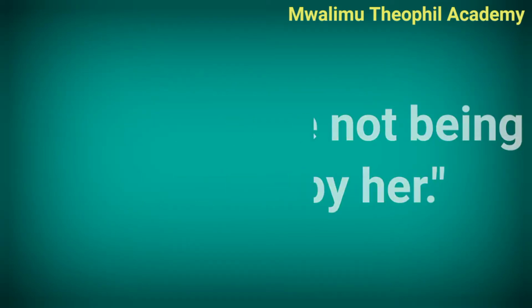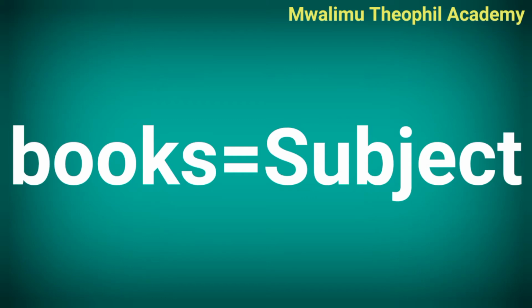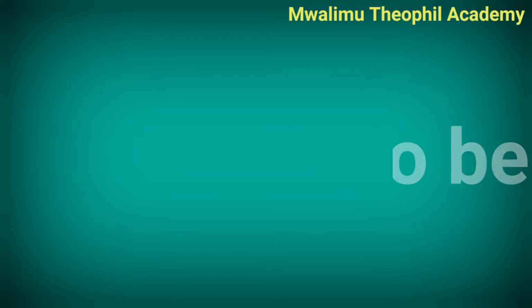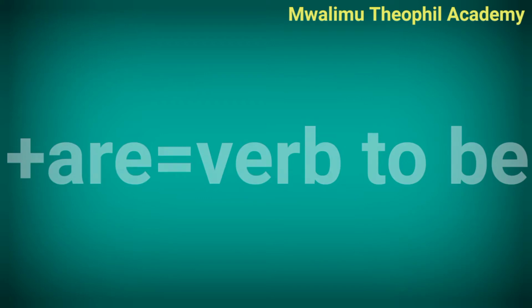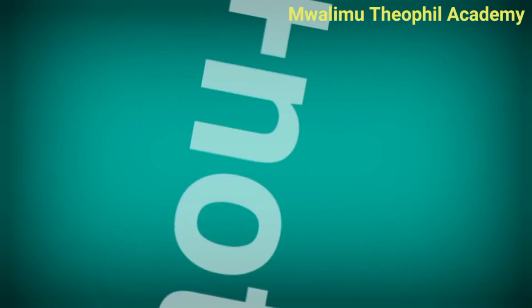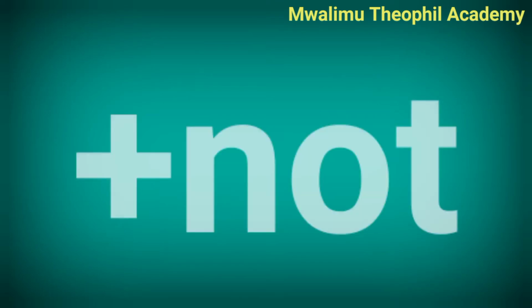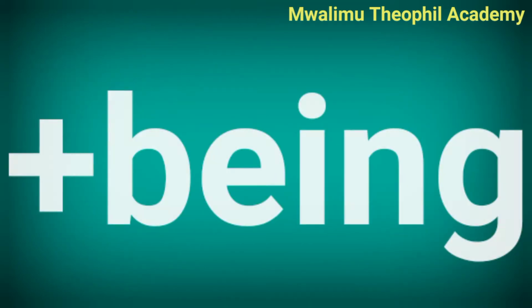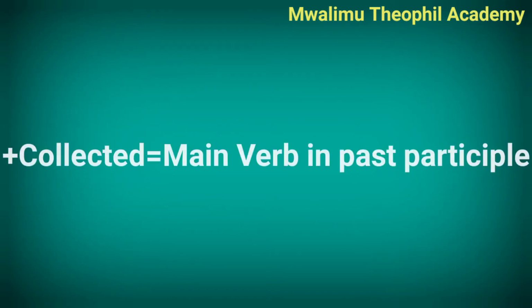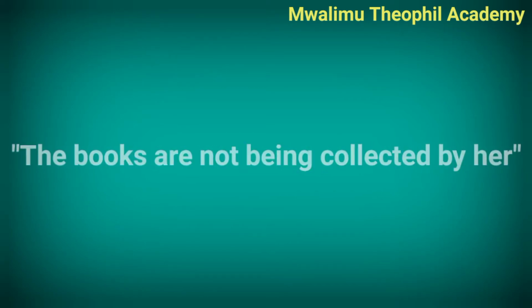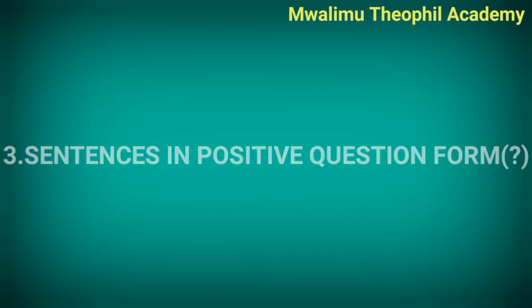In this sentence, which is in passive form, the word books is the subject, and it has been followed by the verb to be, which is are. After are, we have added not. After not, it has been followed by the word being. After being, we have added the word collected, which is the verb in its past participle. Now, we have got the full sentence which is in passive voice, which states as, the books are not being collected by her.